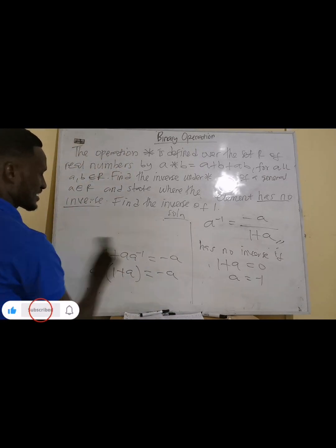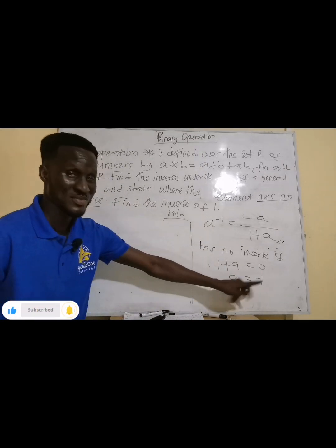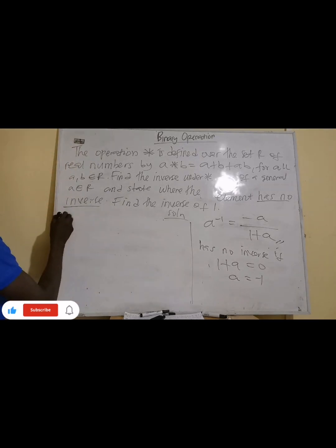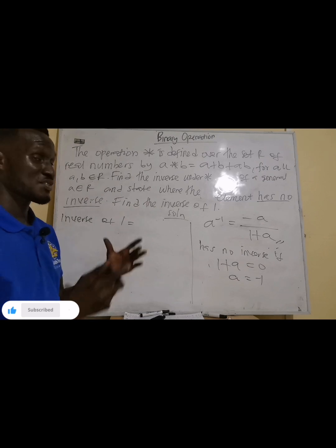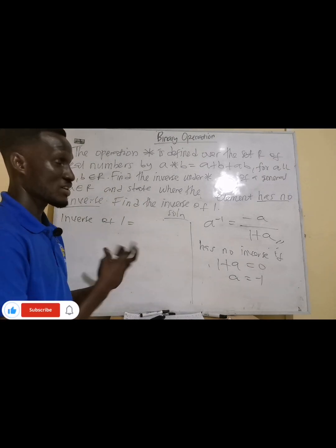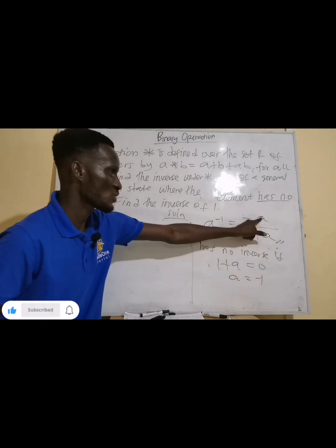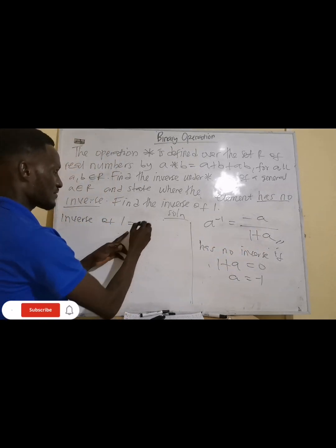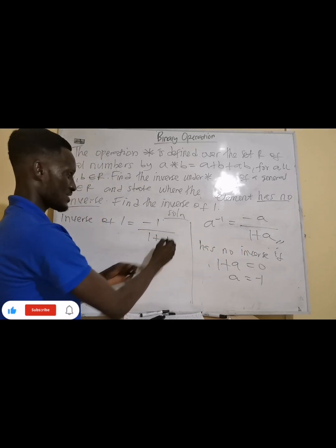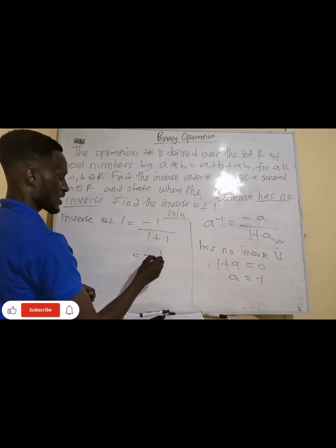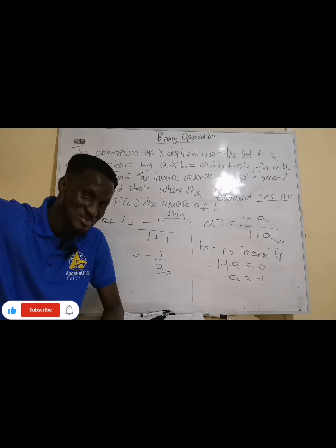Now the next one says we should find the inverse of 1. The inverse of 1 exists; it's only negative 1 that will not exist. So let's find the inverse of 1. It means that where you see A, you put 1 there, and then you are done. So A is 1, and 1 + A is 1 + 1. So the whole thing will give us minus 1 out of 2, because 1 + 1 is 2. So this is the inverse of 1. I hope it's very simple.